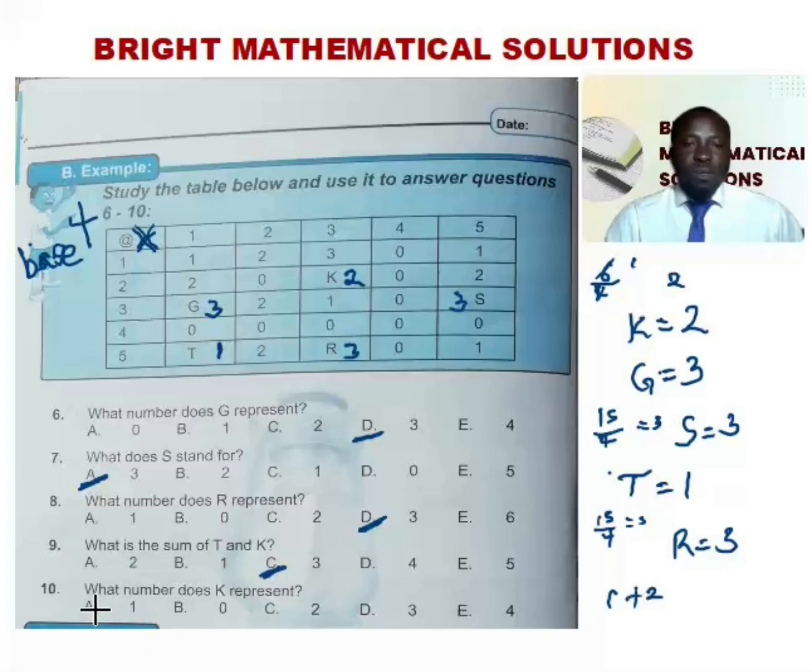And the last question, what number does K represent? Our K is 2. So our answer here is C.